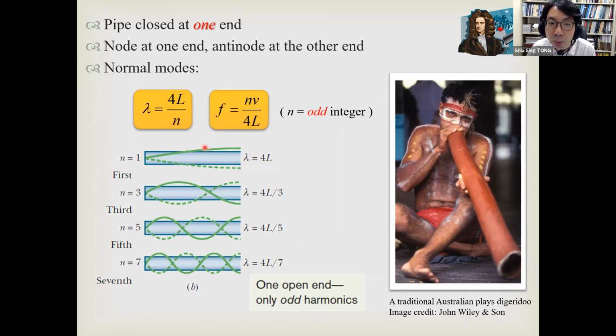When n is equal to 3, because we only count the odd integer, you got lambda 4L/3, which is this situation. When n is equal to 5, you get this situation. When n is equal to 7, you got this situation. Okay, so that's how we relate the wavelength with the length of the string for a tube that is open at one end and closed at the other.